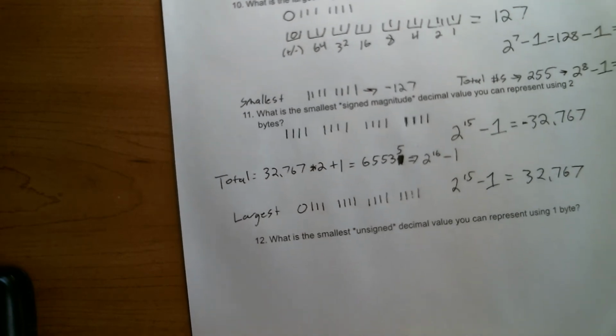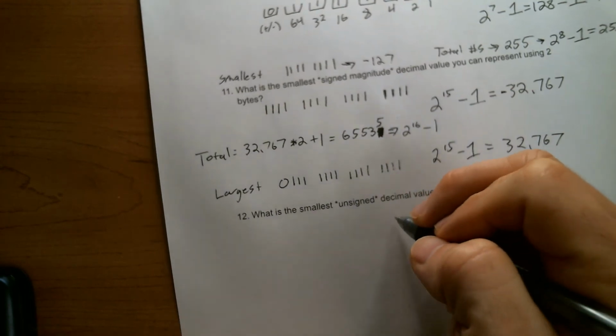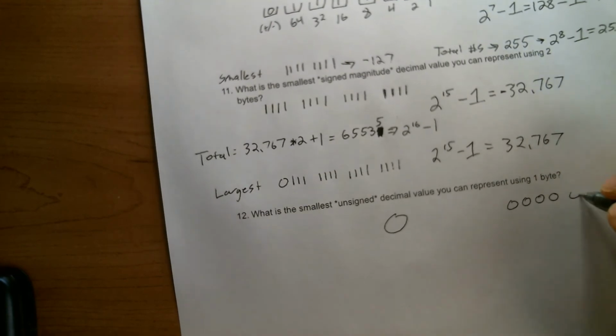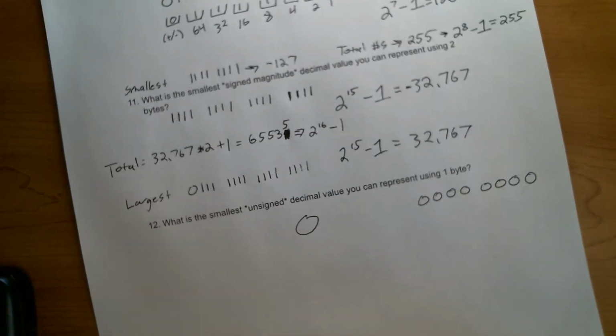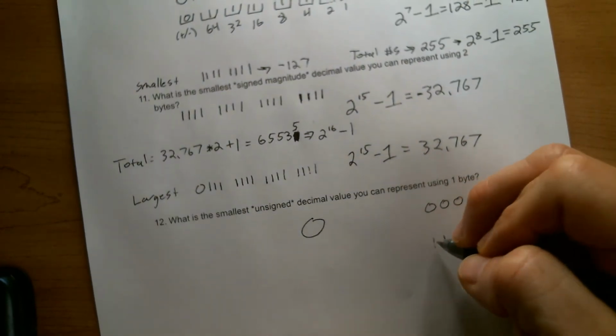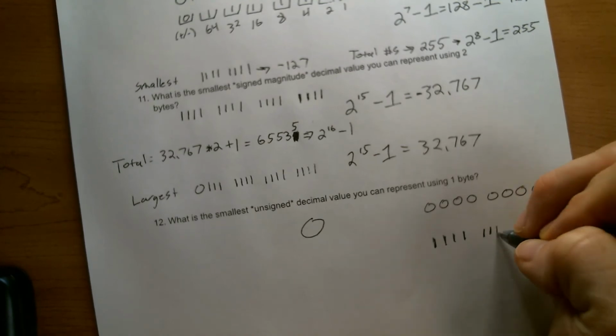All right, number 12 is sort of a trick question. It says, what is the smallest unsigned decimal value you can represent using 1 byte? All right, well, unsigned means we're not worrying about positive or negatives. So the smallest value would just be 0. All right, that would be 0, 0, 0, 0, 0, 0, 0. Right? That would be the smallest possible value. All right, the largest possible value would just be 1, 1, 1, 1, 1, 1, 1.